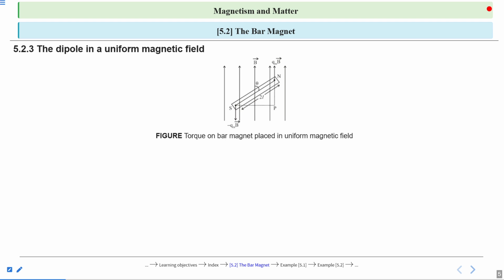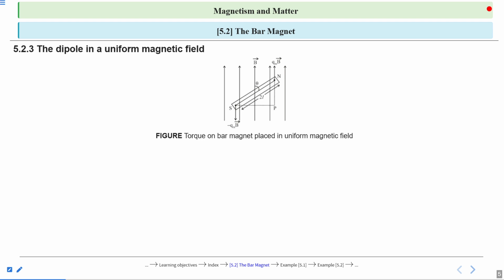So you can see the figure. A bar magnet, which is also known as a magnetic dipole, is placed in a uniform magnetic field. The magnetic field is in the upward direction. So the north pole of this magnetic dipole will experience force in the direction of the magnetic field.